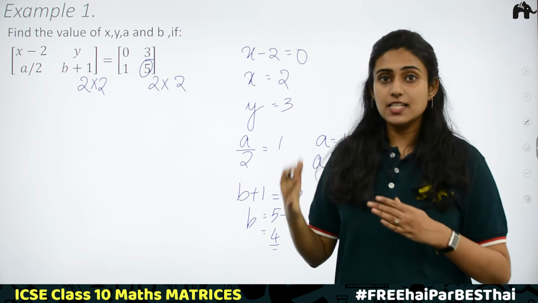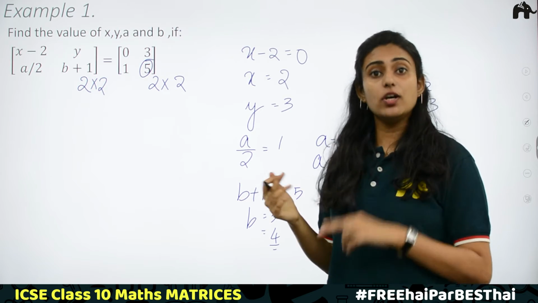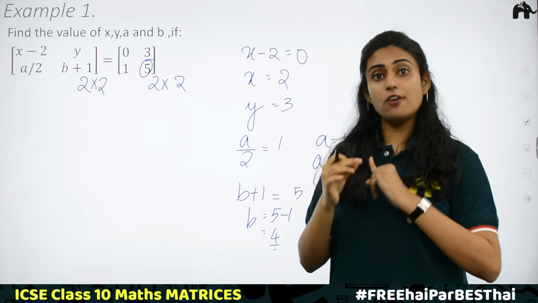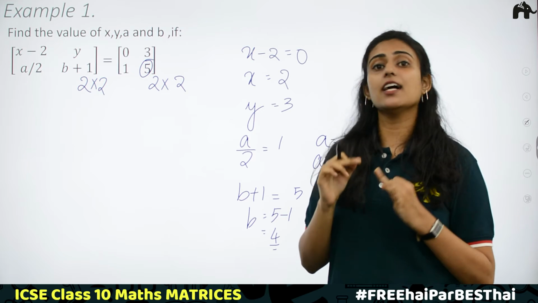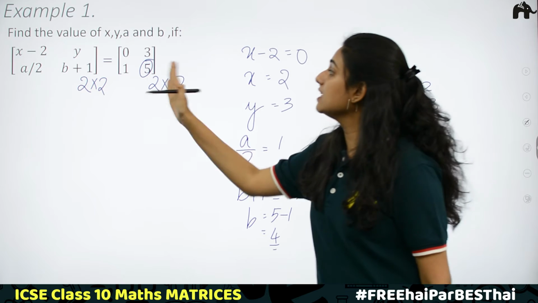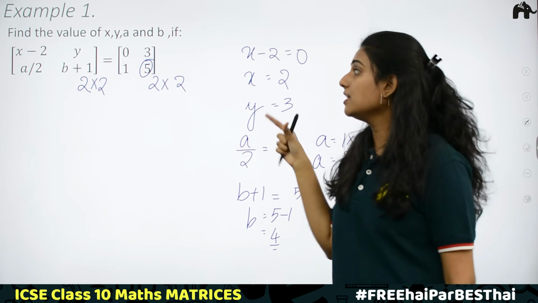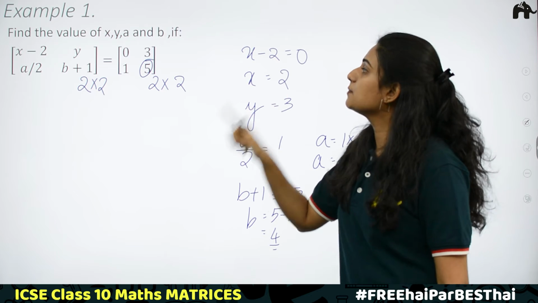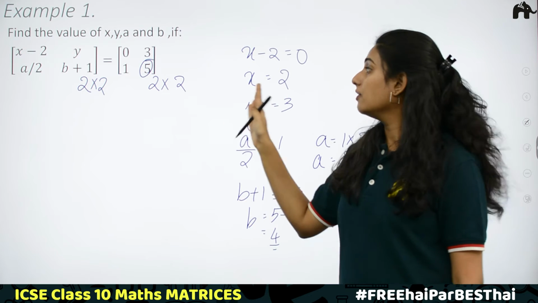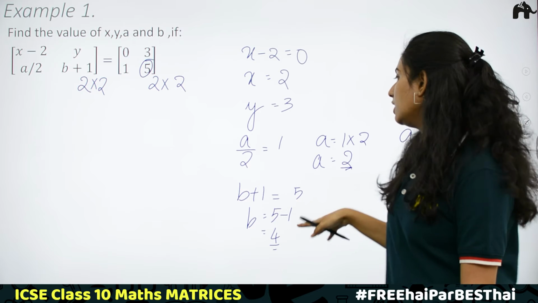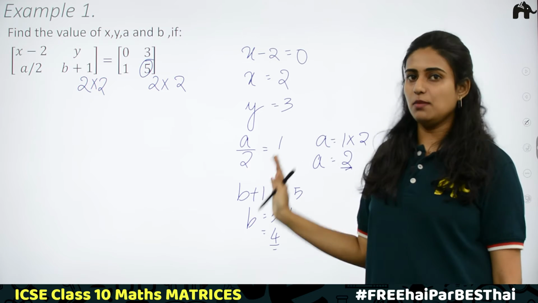When we discussed this first, we said that two matrices are equal only if the orders of the two matrices are equal and the corresponding elements are equal. Here it is given that these matrices are equal. If these matrices are equal, then the order of the matrices will be equal. Also, the corresponding elements should be equal. We have used that condition to find the values of x, y, a and b.